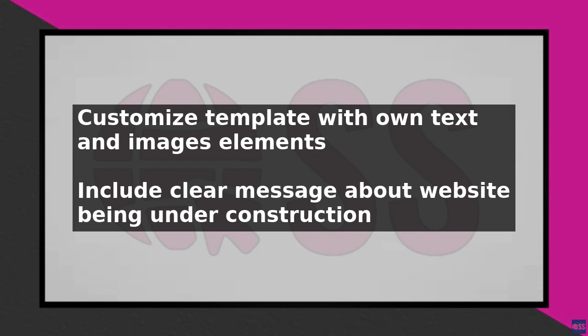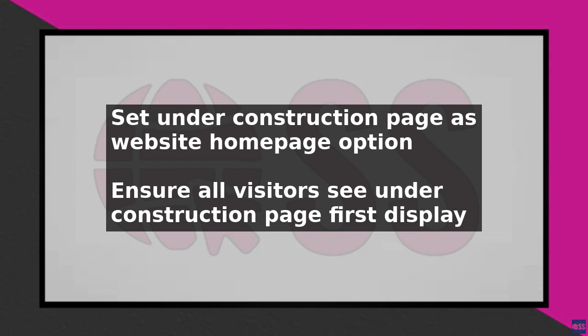available soon. To set the Under Construction page as your website's homepage, go to the Wix Editor's Settings menu and click on Page Settings. From there, click on the Set as Homepage button next to the Under Construction page. This will ensure that all visitors to your website see the Under Construction page first.